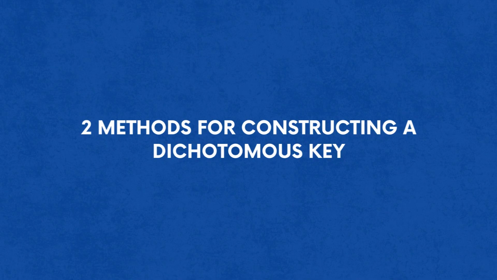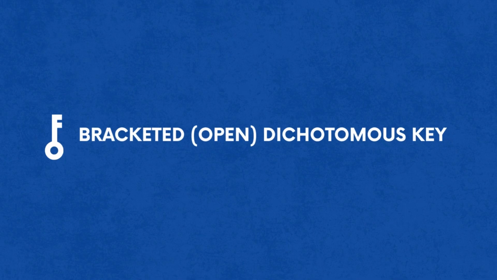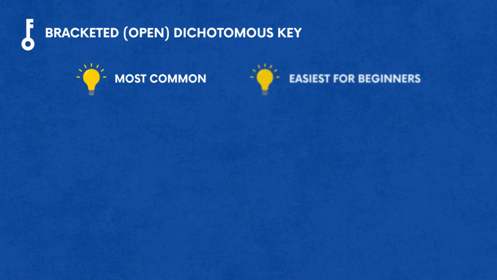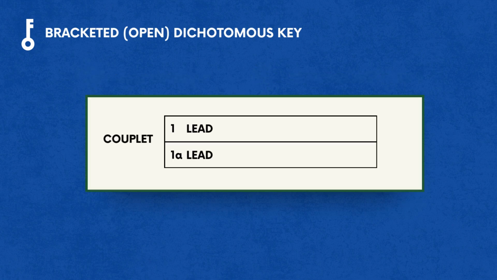There are 2 main formats for constructing a dichotomous key. The first is the bracketed or open key. A bracketed dichotomous key is the most common and practical type. It is also one of the easiest for beginners to understand. In this format, the 2 leads of each couplet are placed side by side, and each choice tells you which number to move to next. This structure allows you to clearly compare contrasting options before moving forward.